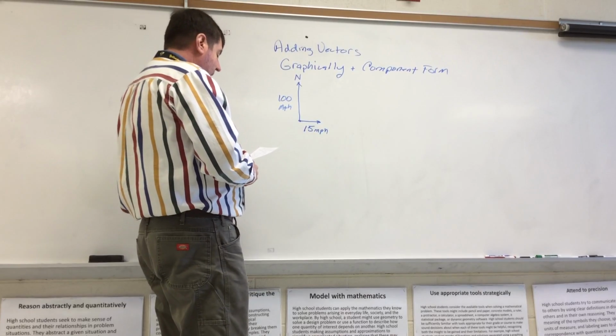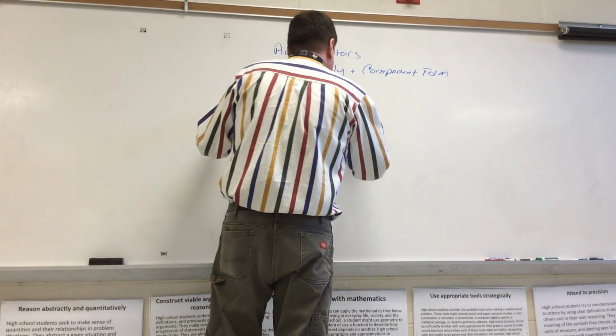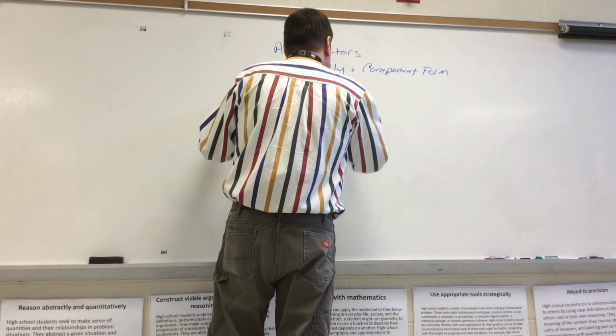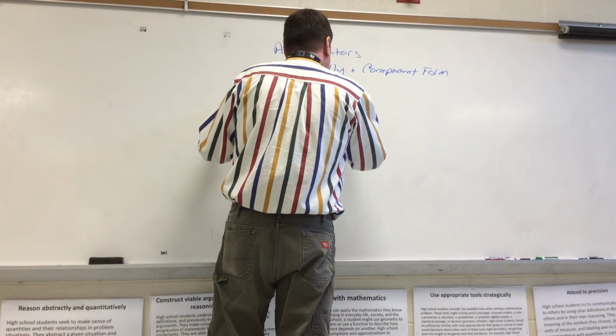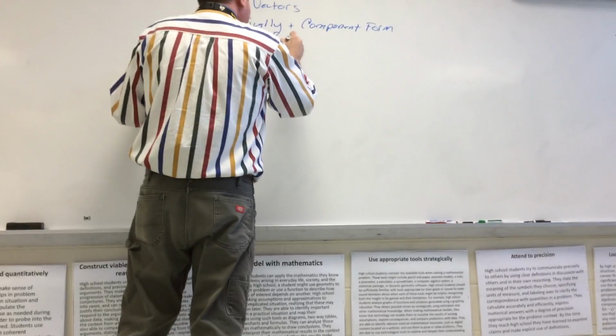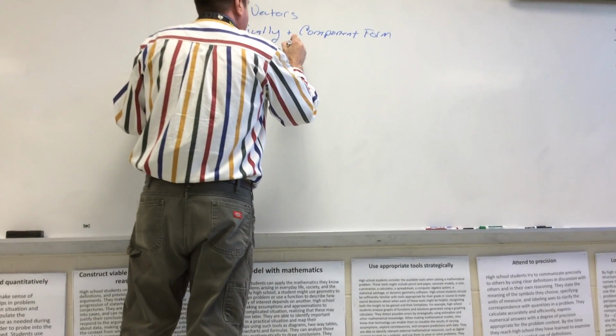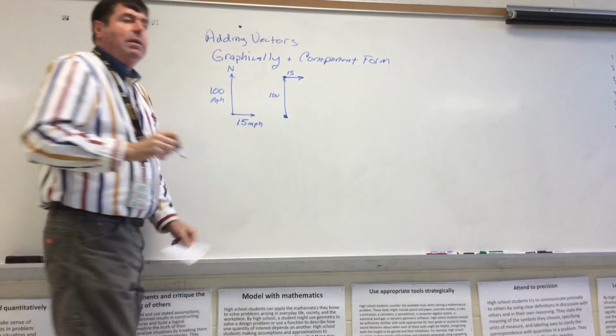So, there's a couple ways to do this, and here's one way. You put your 100 here, and then this was the tail, and this is the head, so then you add the 15, the tail of the 15 to the head of the 100. Okay?